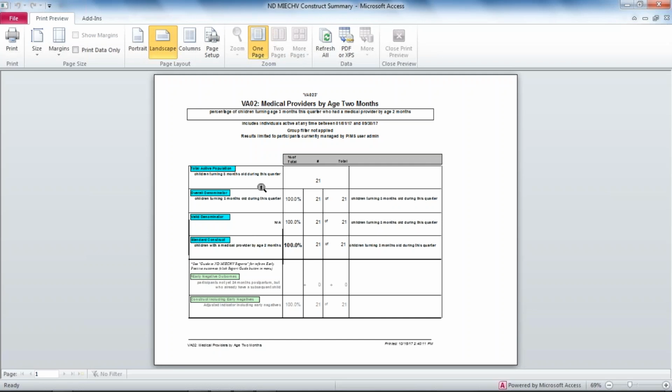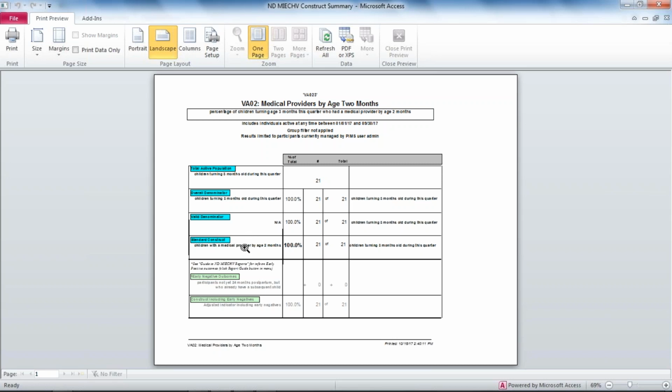All right. Now, in creating some of these reports, Rob has used other reports as a basis, so there are some things that don't apply. And if it talks about the North Dakota report, that doesn't pertain to us. That's just the template that he based this on. So the total active population is children turning 3 months old during this quarter. That, in this case, is also the active overall denominator, the children turning 3 months in this quarter. So those are the same number, 100%.